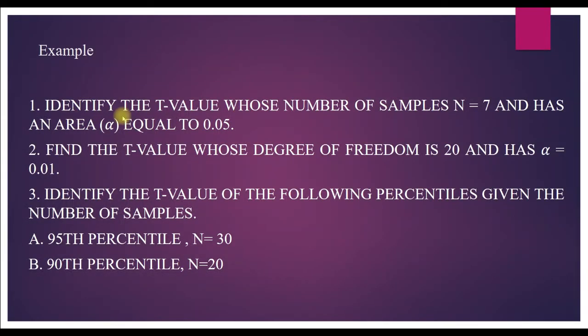Example number 1. Identify the t-value whose number of samples n is equal to 7 and has an area equal to 0.05. Number 2. Find the t-value whose degree of freedom is 20 and has an area of 0.01. Number 3. Identify the t-value of the following percentiles given the number of samples: A. 95th percentile and the sample size is 30. B is 90th percentile and the sample size is 20. Ito yung mga example na to is based dun sa mga modules ninyo. Explain ko lang kung paano yung solution dun sa modules nyo.